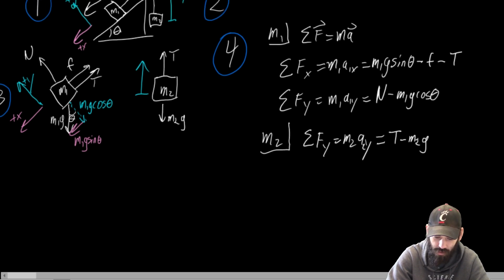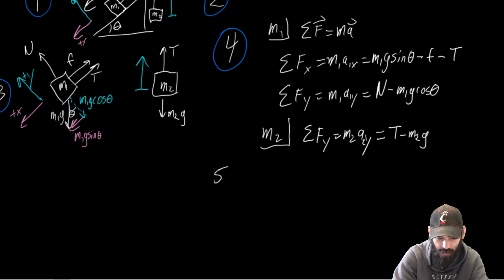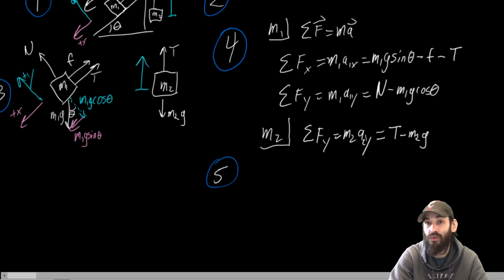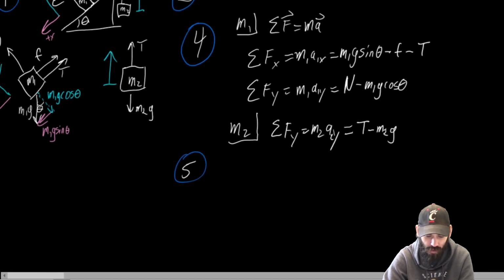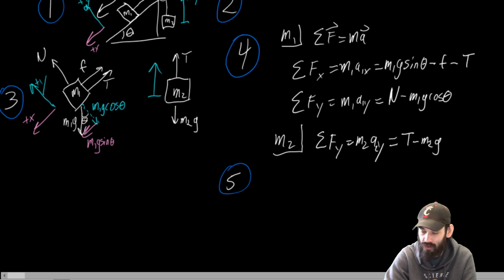Okay. So now we're at step 5, where we're applying additional conditions to this and then simplifying our equations. The first condition that I can apply here is for my sum of forces in the y direction for the mass m1.